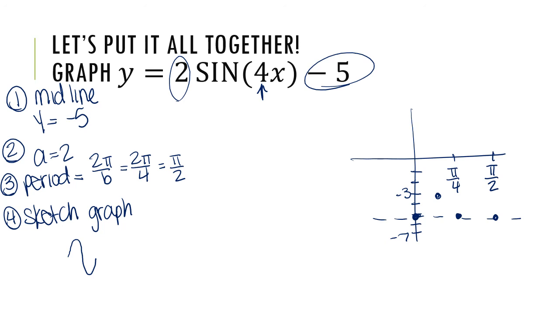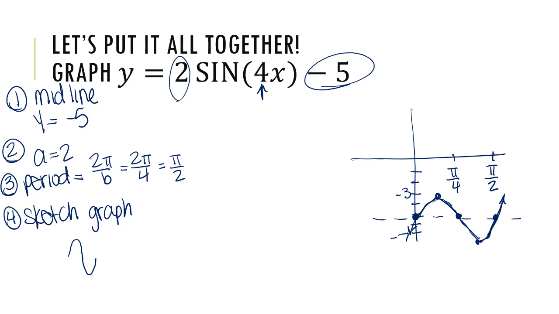All right, so halfway between our 0 and pi over 4 mark, we're going to come up to negative 3, come back down to the midline. Halfway between pi over 2 and pi over 4, we're going to come down to our minimum at negative 7, and then come back up to the midline at pi over 2.